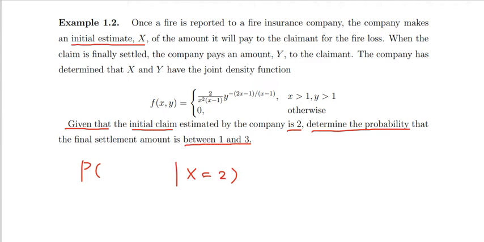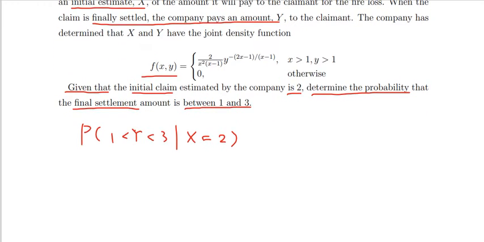Under the condition that the initial estimate equals 2, we determine the probability that the final settlement amount paid, which is y, is between 1 and 3. So the problem is just like that: x, y has this density function, and we want to find this conditional probability. Again, under this condition, we want to find y's density function.